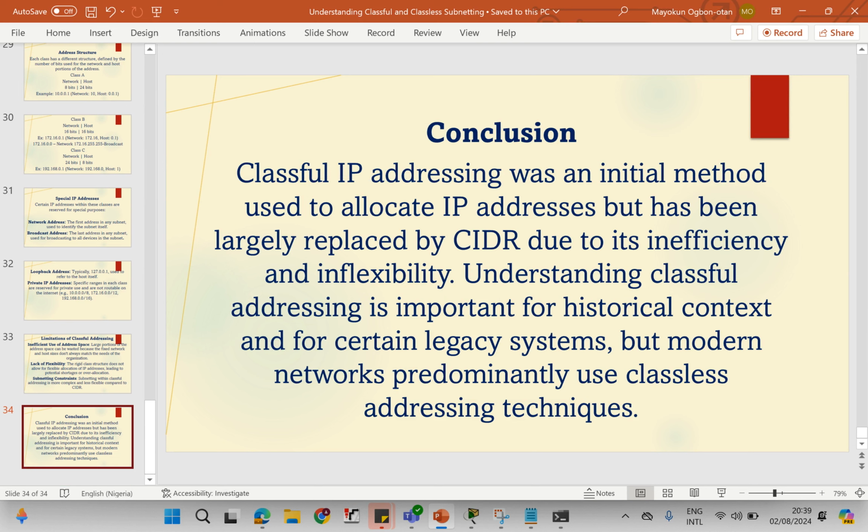Conclusion: classful IP addressing was an initial method used to allocate IP addresses, but has been largely replaced by CIDR. CIDR, as we said, is called classless inter-domain routing, due to classful addressing's inefficiency and inflexibility. Understanding classful addressing is important for historical context and for certain legacy systems, but modern networks predominantly use classless addressing techniques.